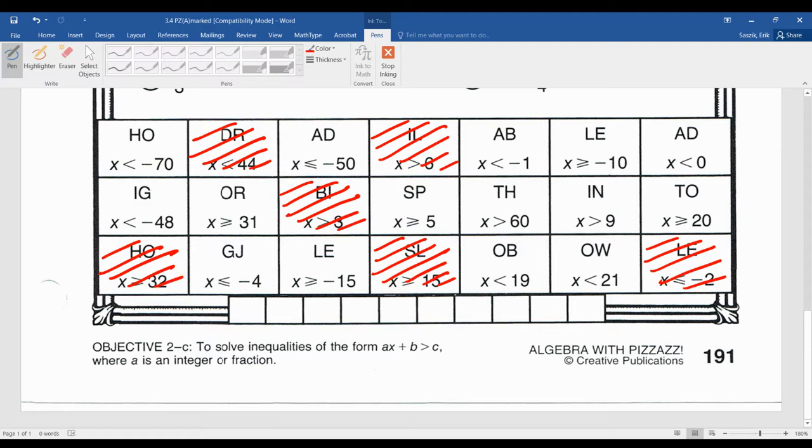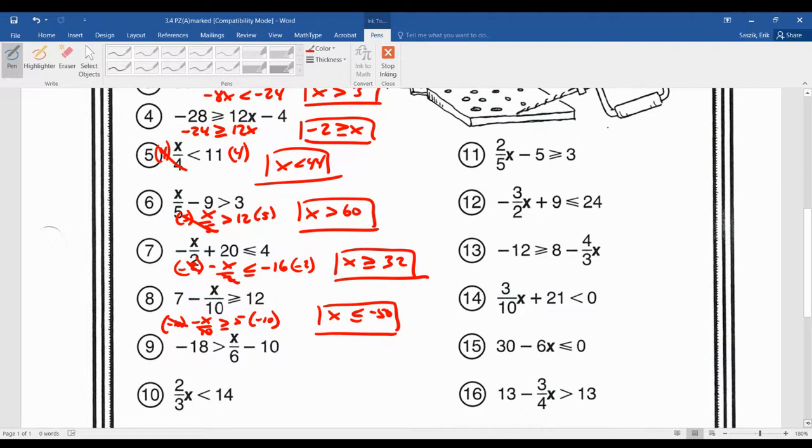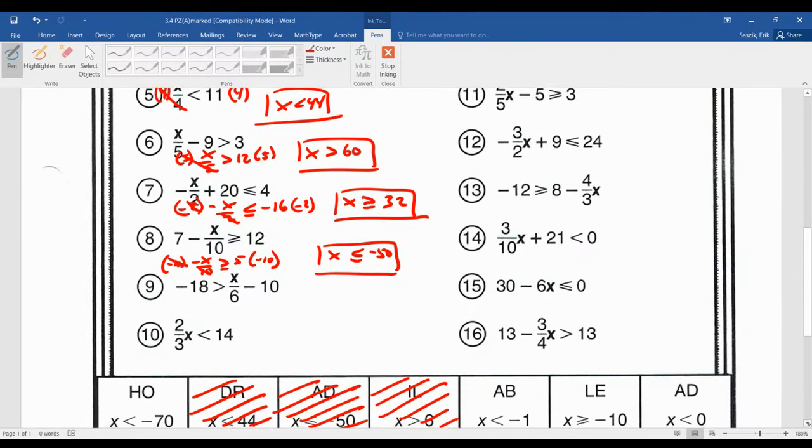We had x is less than, I missed one. Sorry, x is greater than or equal to 32. I skipped one someplace accidentally. Oh, the x is greater than 60. Sorry about that. X is less than or equal to -50. There it is. So you see in the end, something's going to be left that we're going to fill in.